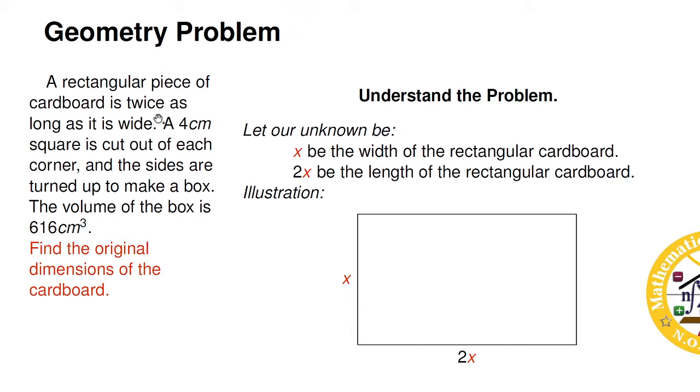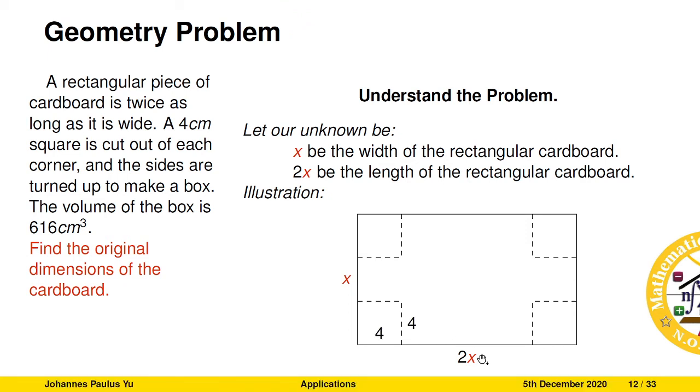Now, after that, we cut 4 centimeters from each corner. First corner, that one, that one, that one. And the measure of this is 4 centimeters, 4 centimeters. Okay, that is actually the picture of the situation. So we have the unknowns. We will find 2x and x, the length and the width of the original cardboard.